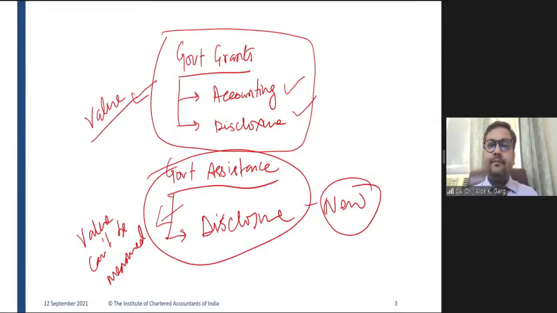Great. So students, let's move to the agenda now. What will be the agenda for this particular standard? Okay. So let me share my screen. I hope my screen is visible.